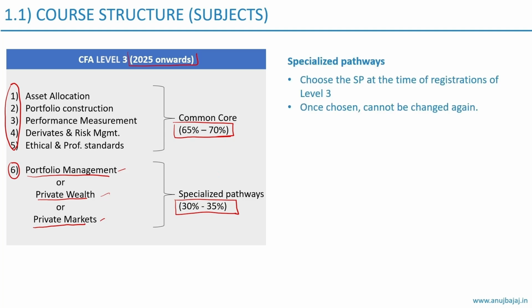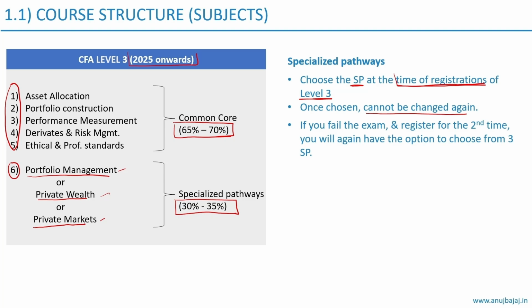And the specialized pathway can be chosen only at the time of registration for Level 3. You cannot choose it after you have registered. Only at the time of registration do you have the option to choose your specialized pathway. And once you have chosen it, you cannot change it again. So be very careful while selecting the specialized pathway, because once chosen, you cannot change it.